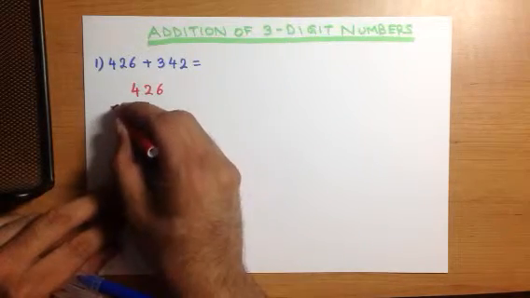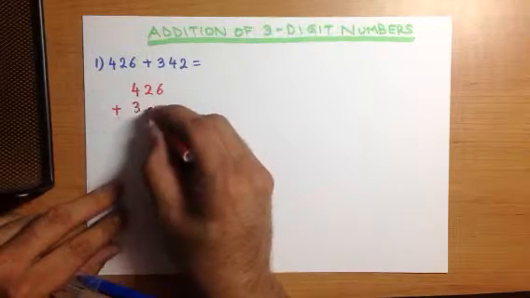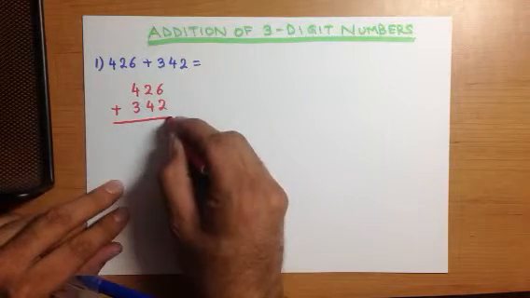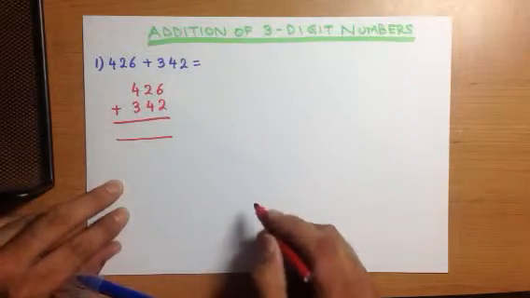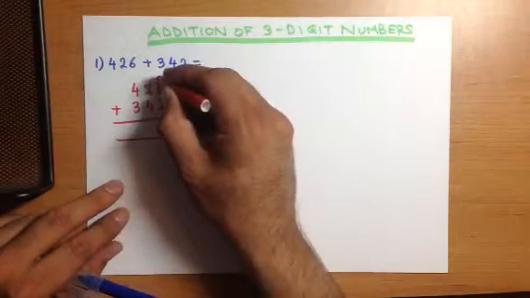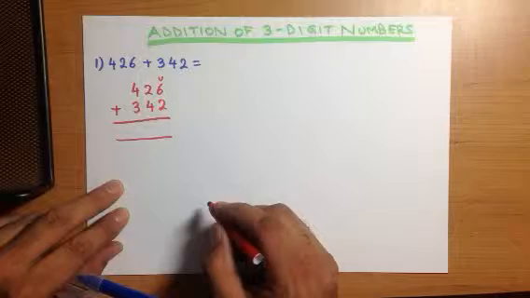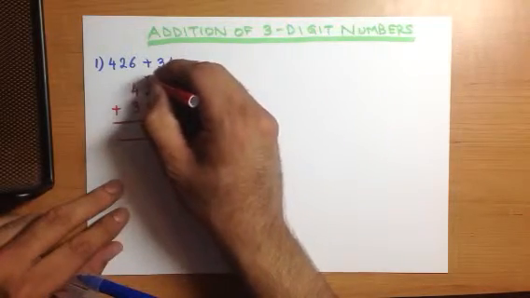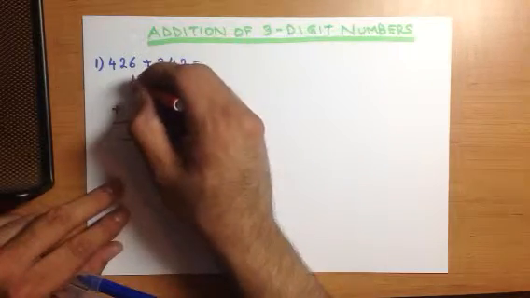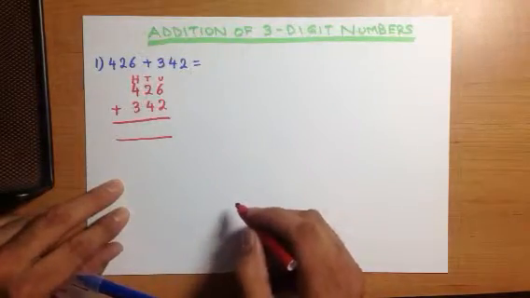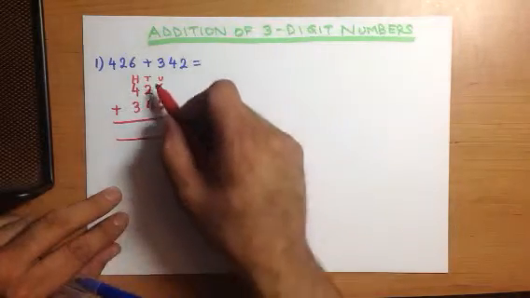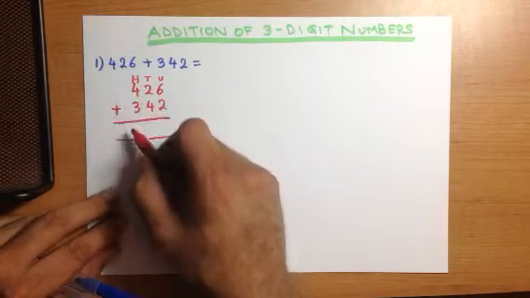426 plus 342. And let's put a nice big equal sign at the bottom. We can label these columns with units on the right hand side. Remember, the one next to it is the tens column, and the one next to that is the hundreds column. Now remember, in the vertical format we simply add the numbers column by column.